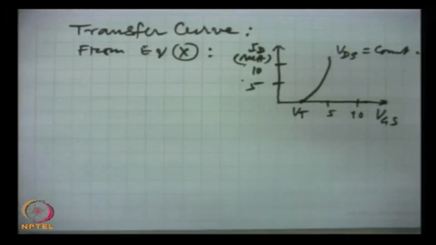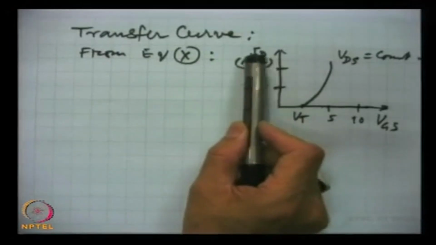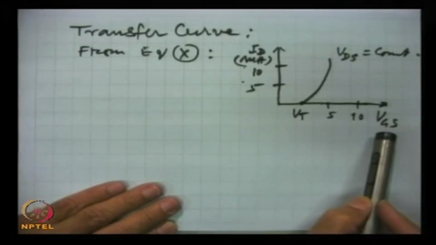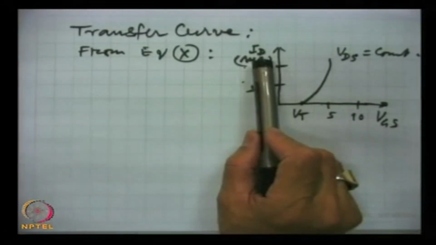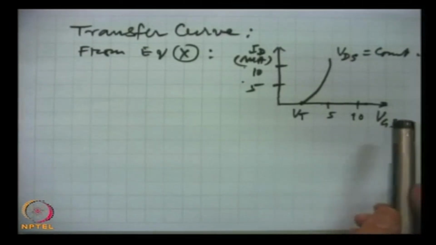Let me recall and remind you that beta, the current gain, was one of the most important parameters for a bipolar transistor, BJT. FET is a voltage-operated device, and here the dependence of output current on input voltage, where input voltage is gate-source voltage and output current is drain current. So, we are more concerned with the dependence of this current on this voltage.